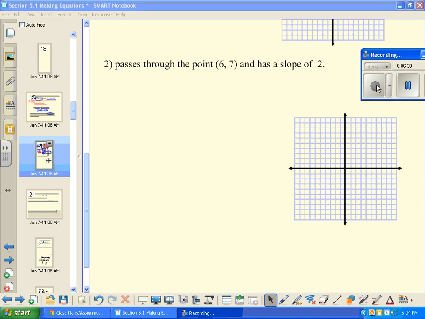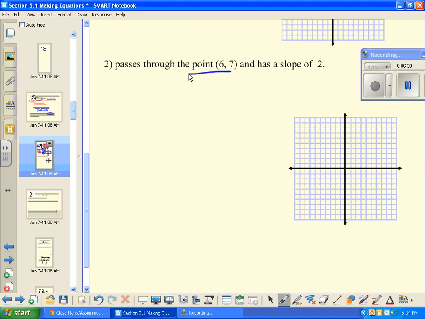Let's try that same thing with this next example. So example number 2 here, we're going to write an equation that passes through the point 6, 7, and has a slope of 2. So again, here's my m. And again, also consider this is an x coordinate and a y coordinate. We'll keep that in mind as we go through it.